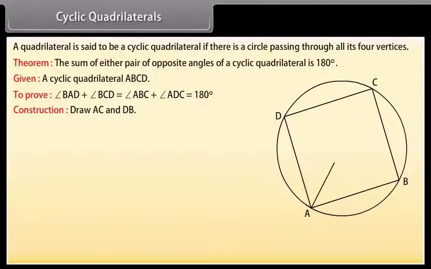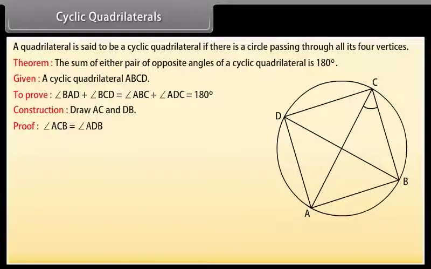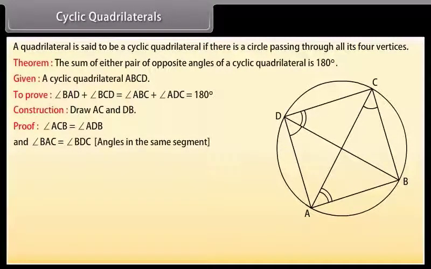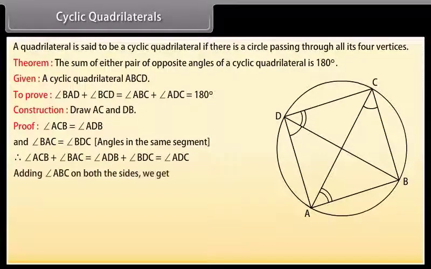Construction: draw AC and DB. Prove. Angle ACB is equal to angle ADB and angle BAC is equal to angle BDC because these are the angles in the same segment. Therefore, angle ACB plus angle BAC is equal to angle ADB plus angle BDC, which equals angle ADC. Adding angle ABC on both the sides, we get angle ACB plus angle BAC plus angle ABC, which is equal to angle ADC plus angle ABC.